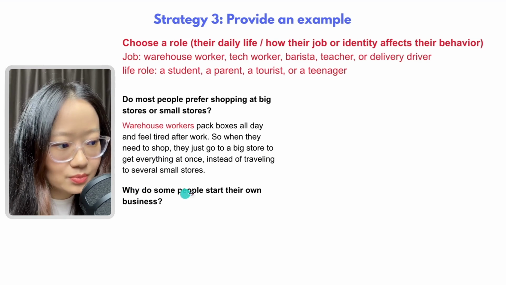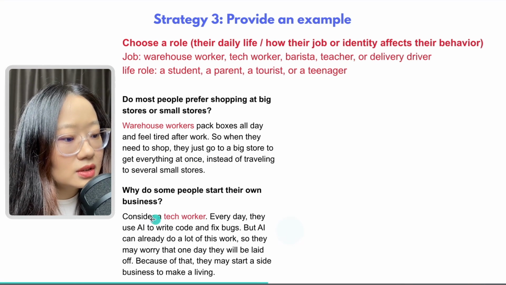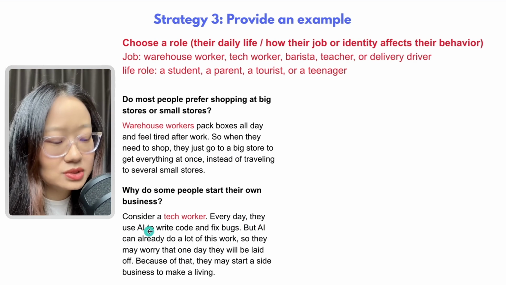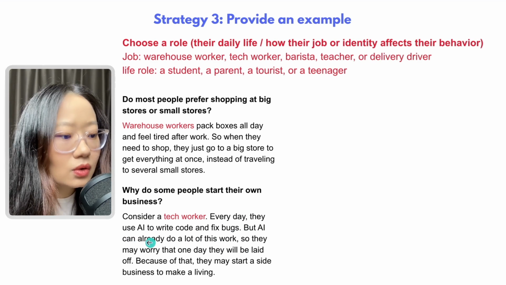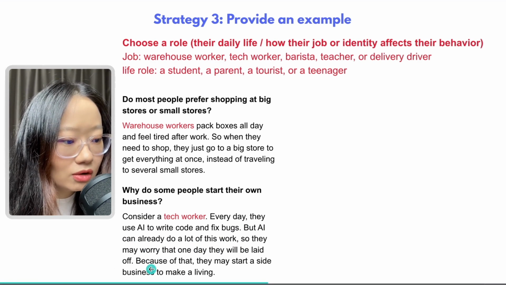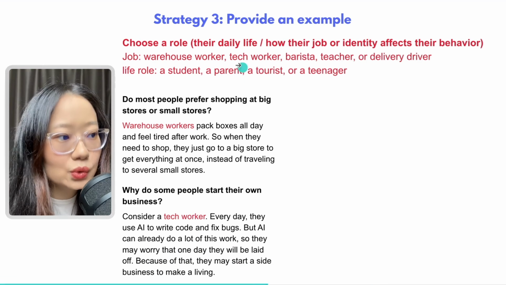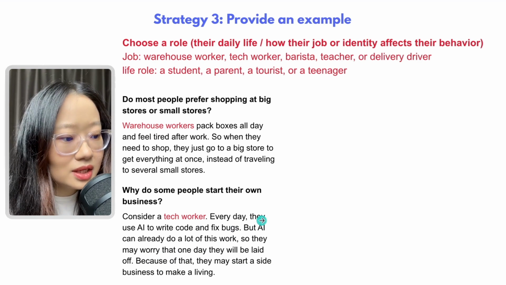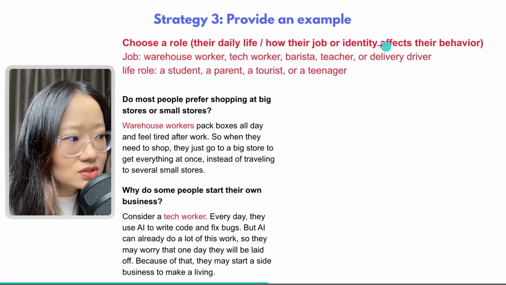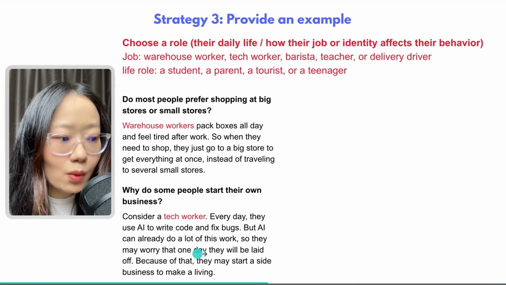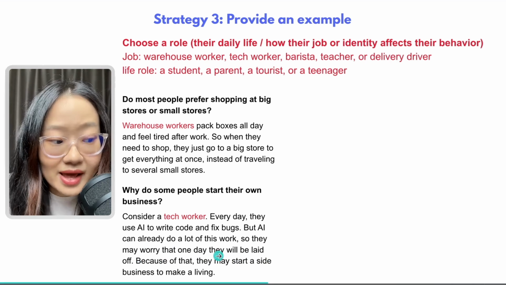And this one, why do some people start their own business? For this one, I'm going to choose a tech worker. Consider a tech worker. Every day they use AI to write code and fix bugs, but AI can already do a lot of this work. So they may worry that one day they will be laid off. Because of that, they may start a side business to make a living. What does a tech worker do in their daily life or in their job? They use AI to write code, right? AI is doing their jobs. And how does this affect their behavior? So they may worry that one day they will be laid off because of AI. So they may start a side business to protect themselves.